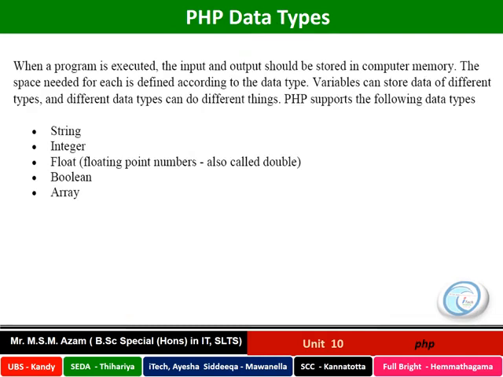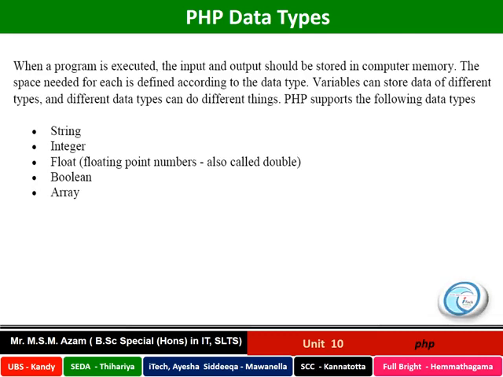The next topic we are going to talk about is PHP data types. When a program is executed, the input and output should be stored in computer memory. The space needed for each is defined according to the data type. Variables can store data of different types, and different data types can do different things. PHP supports the following data types.